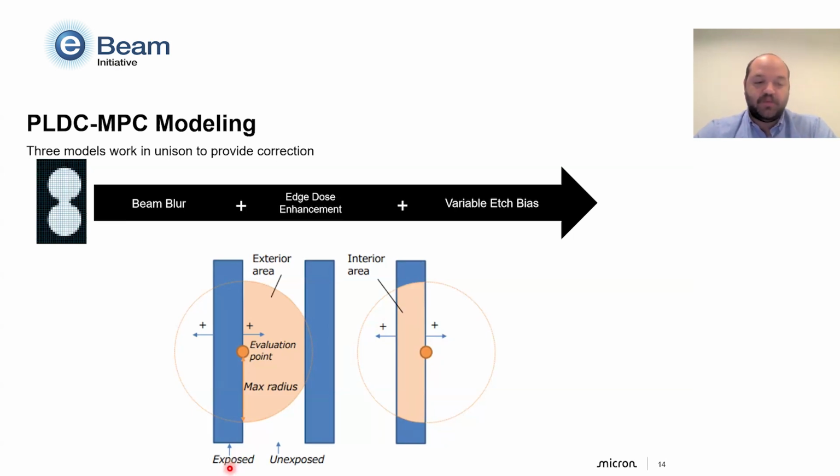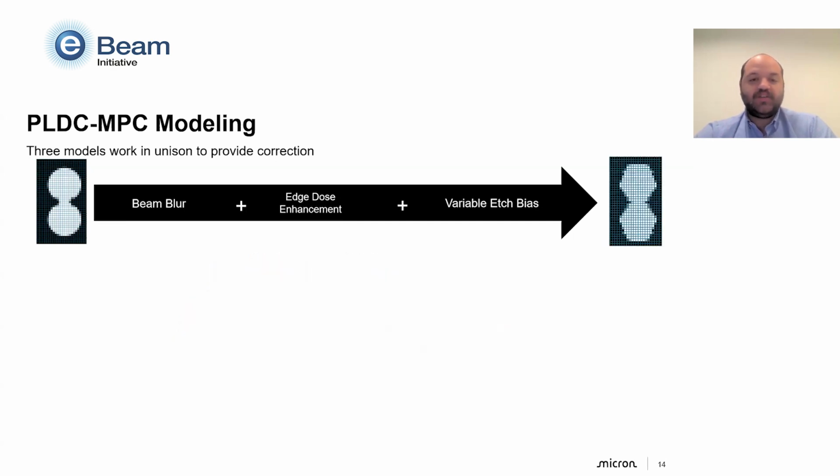So this uses exposed and unexposed features. So exposed shown here in blue, unexposed in white. There are 2 radii, one on the exterior area outside the exposed feature, and one on the interior area of the exposed feature. This then produces a geometric bias correction based on the feature mix type present within the field. So all 3 of those work together to provide your pixel level dose correction MPC model.